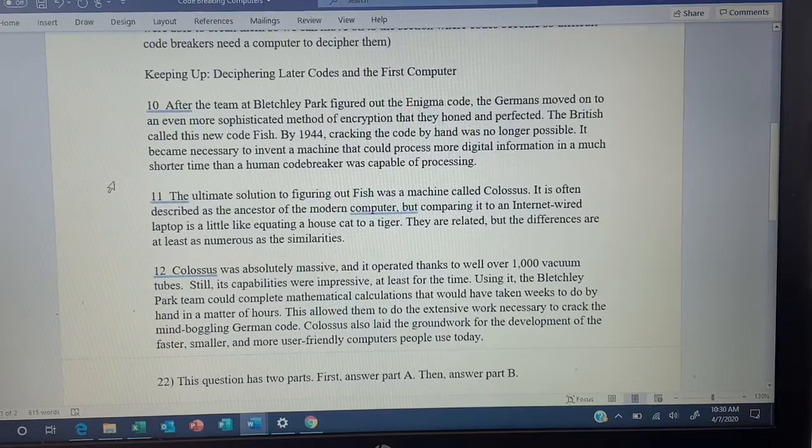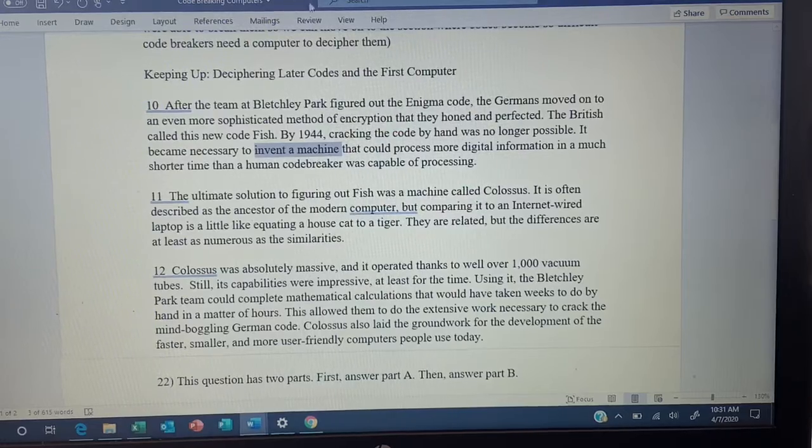After the team at Bletchley Park figured out the Enigma code, the Germans moved on to an even more sophisticated method of encryption that they had honed and perfected. The British called this new code FISH. By 1944, cracking the code by hand was no longer possible. It became necessary to invent a machine that could process more digital information in a much shorter time than a human codebreaker was capable of processing.